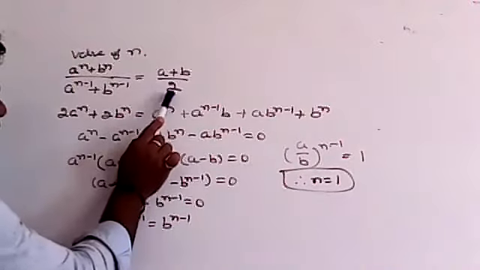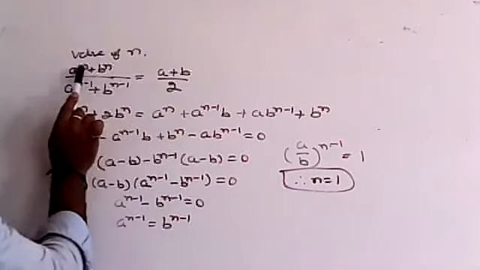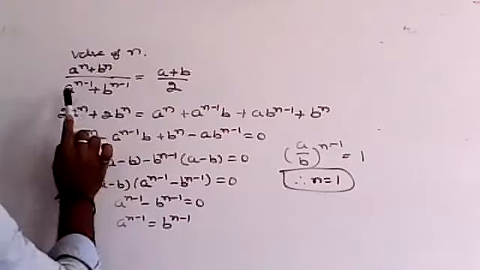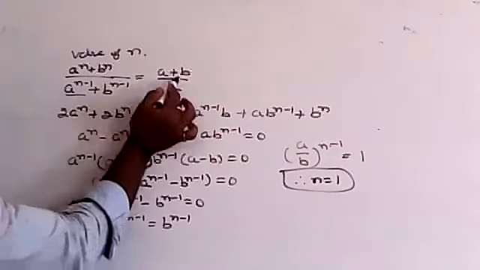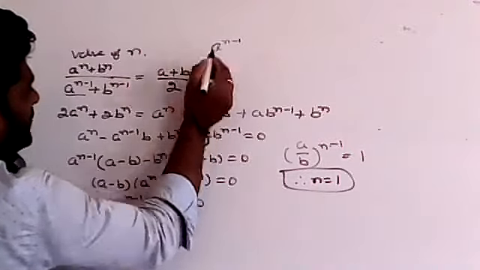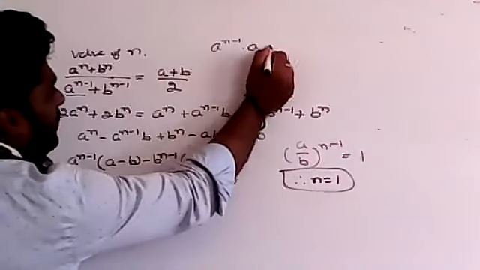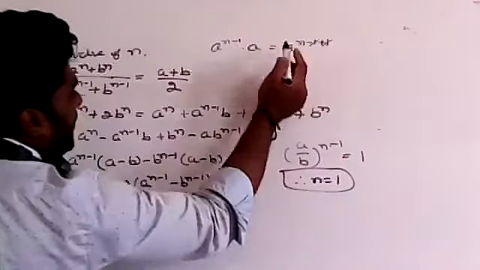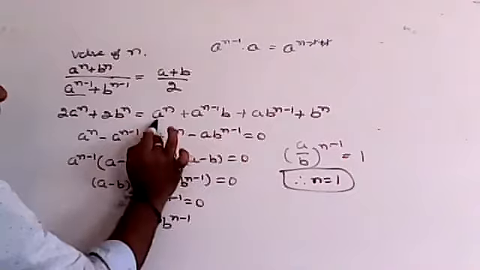Then I'm cross multiplying 2 to here: 2 into a to the power of n plus 2 into b to the power of n is equal to, then I first multiply this one to each term. a to the power of n minus 1 into a. Laws of indices, no? a to the power of n minus 1 plus 1. The plus 1 and minus 1 get cancelled. Remaining is a to the power of n.